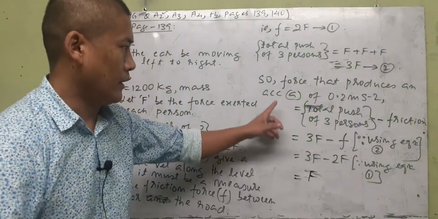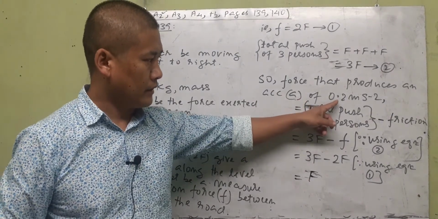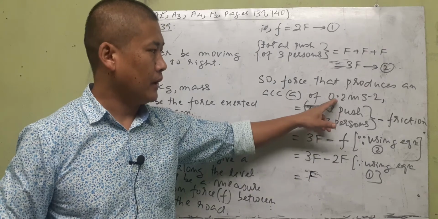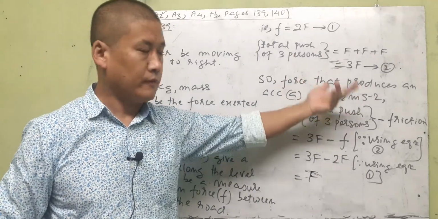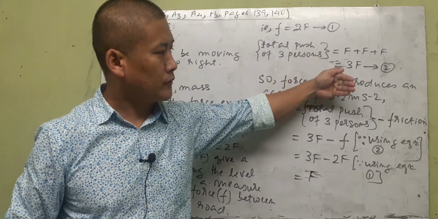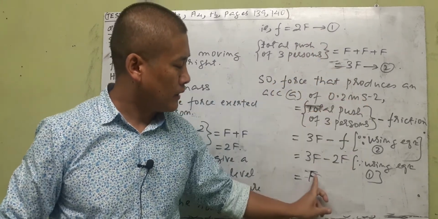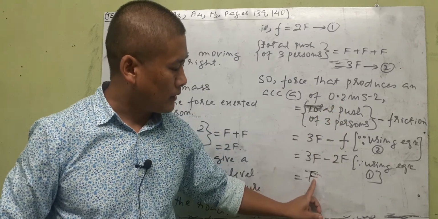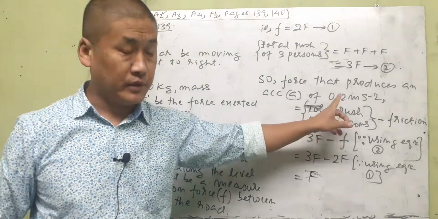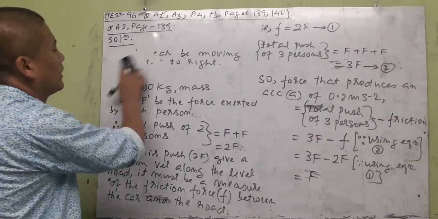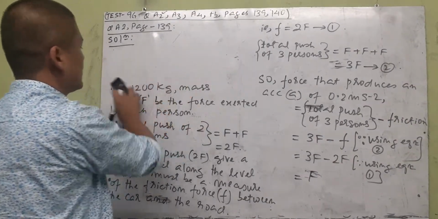So the exact amount of force that produced the acceleration is F. The third person's force is producing this. The two persons' force is just causing uniform velocity, and when the third person pushes with F, then this acceleration is produced, means 1F is producing 0.2 meter per second square acceleration. So we need to calculate that, because we were asked to find the force exerted by each person.